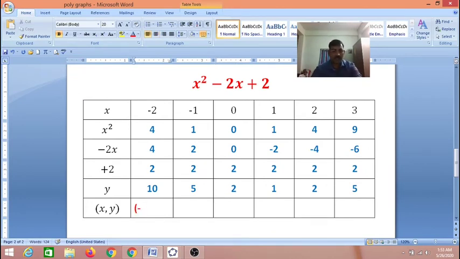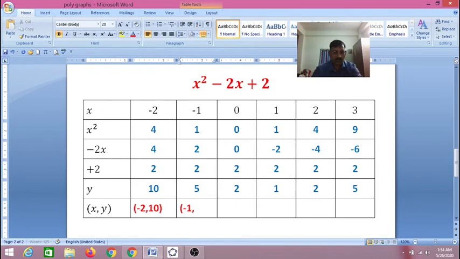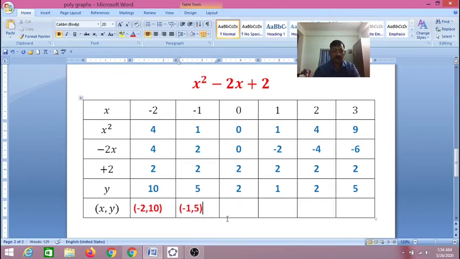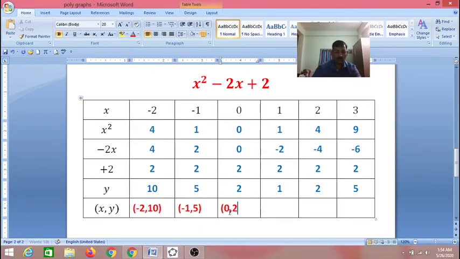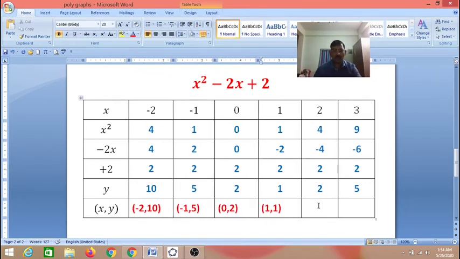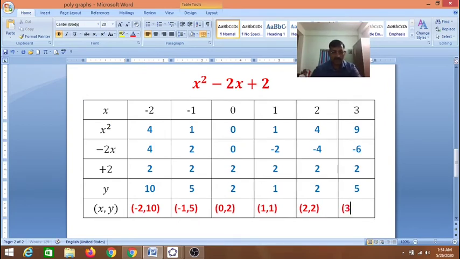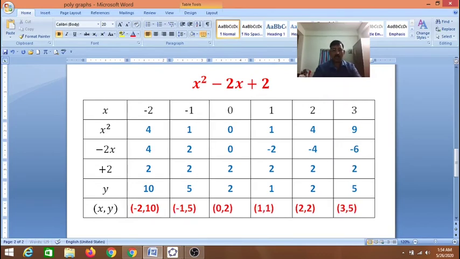Somewhere something is missing. Minus 2 comma 10, then minus 1 comma 5, then 0 comma 2, then 1 comma 1, then 2 comma 2, then 3 comma 5. Again you can see one kind of symmetry here about that specific value.